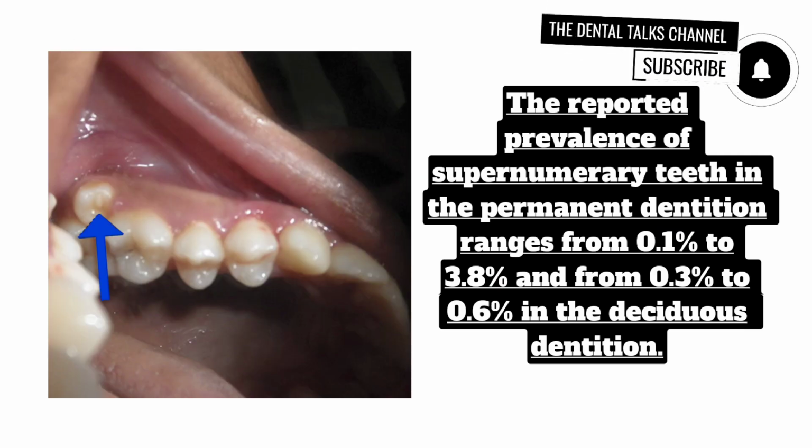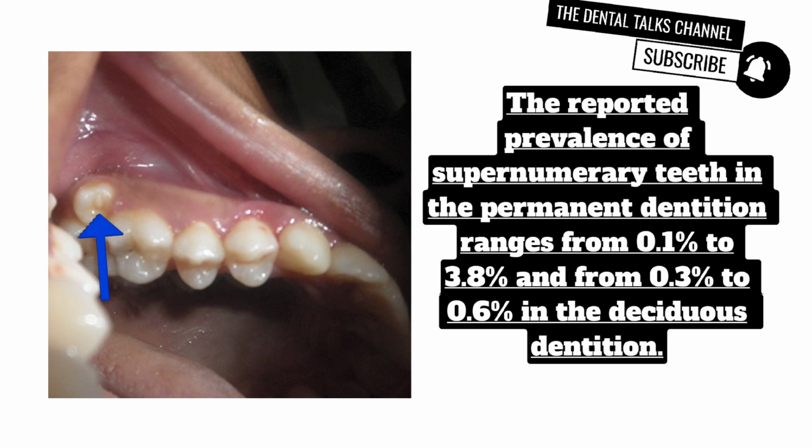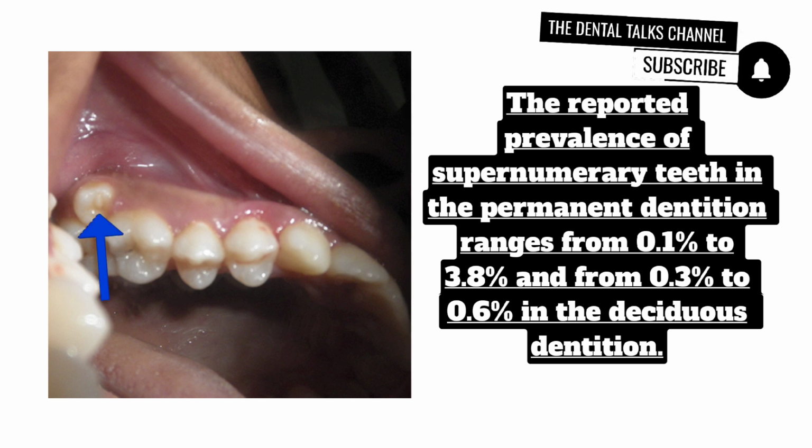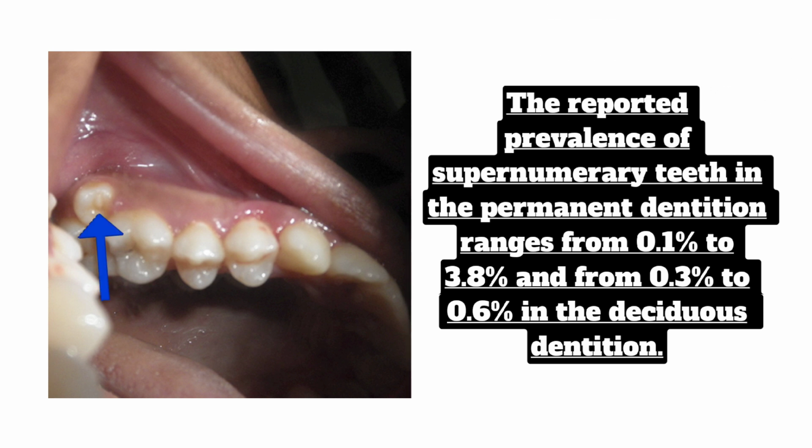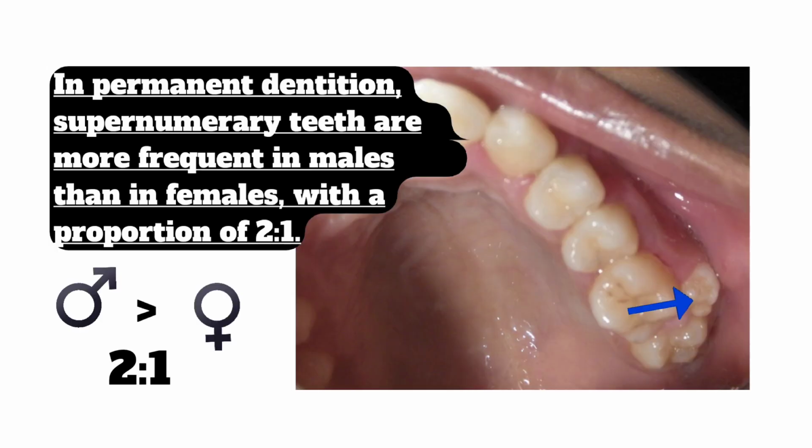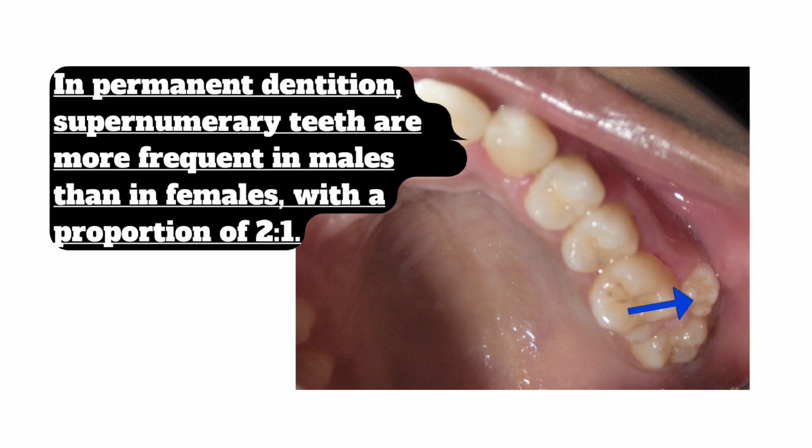Well, according to the NCBI data, the reported prevalence of supernumerary teeth in the permanent dentition ranges from 0.1 to 3.8%, and from 0.3 to 0.6% for the deciduous teeth. In the permanent dentition, supernumerary teeth are more prevalent in males as compared to females, with a ratio of 2:1. So now you know what a paramolar is and how rare this condition is.